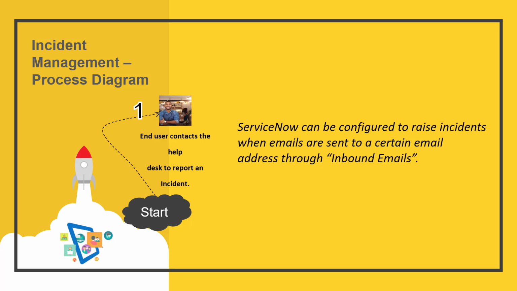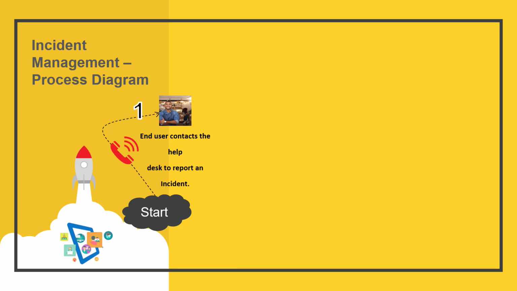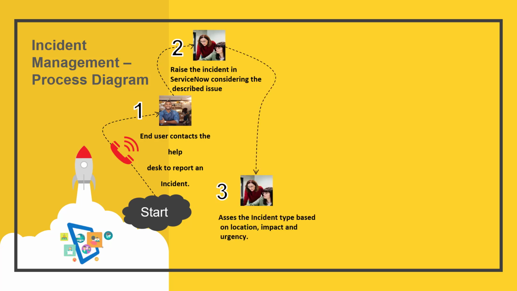For our example, we will assume that the affected user reported the incident by calling in, and it's now the agent's responsibility to raise the incident in ServiceNow, making sure to capture what the end user has described. Apart from what the end user is reporting, some extra information might be required, such as location, impact, and urgency. This extra information is needed in order to help the agent determine if he is looking at a regular incident or a major one.